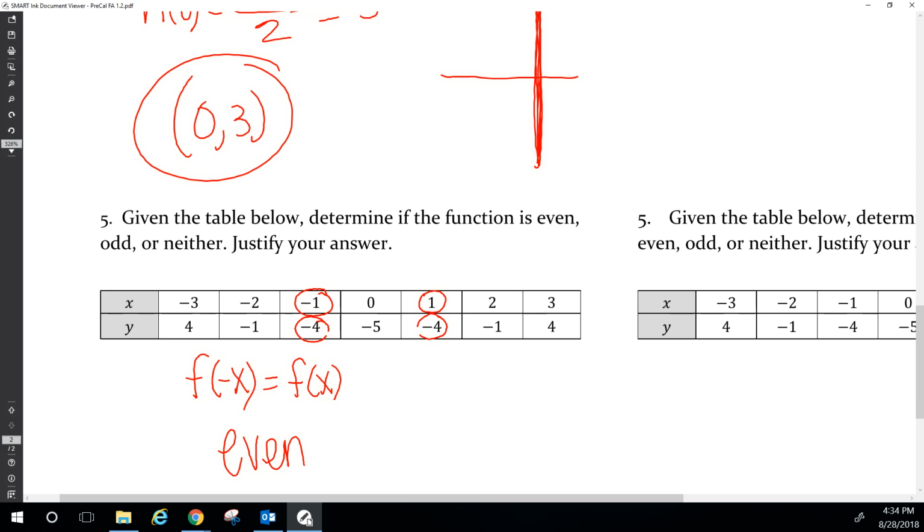So those are the solutions to formative assessment 1.2. Come to tutorials if you have questions.